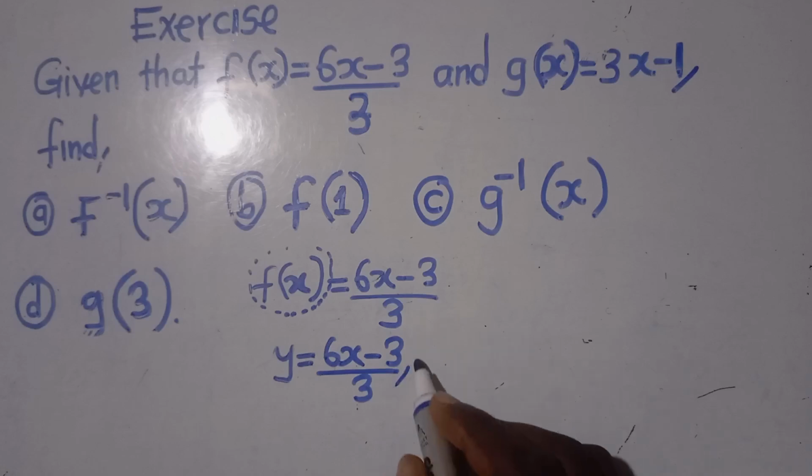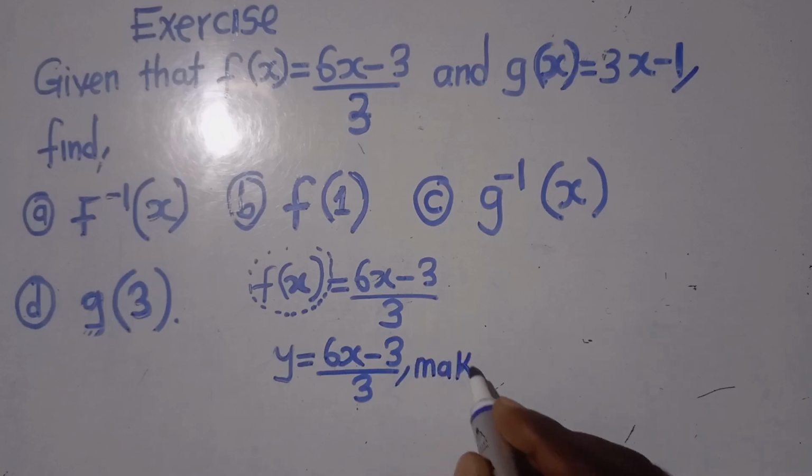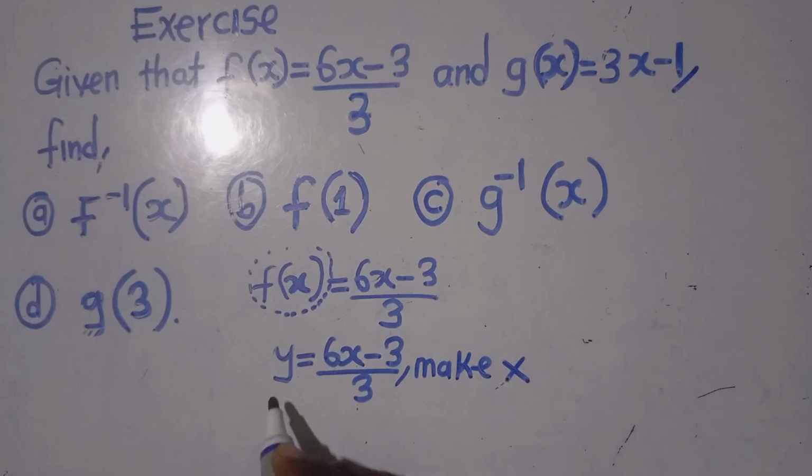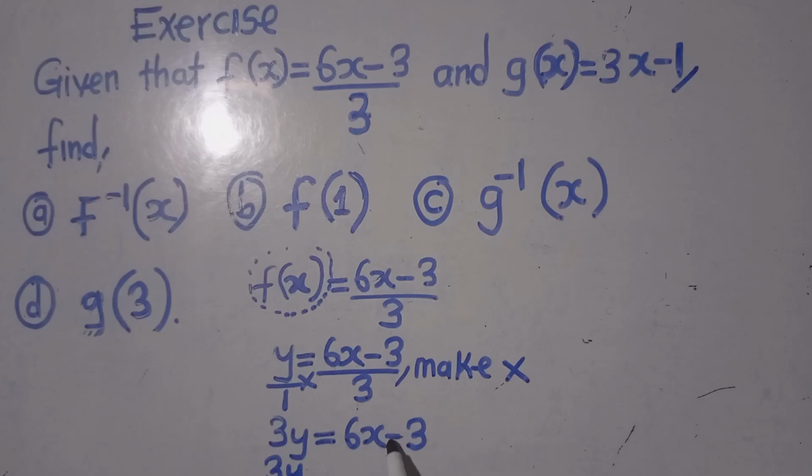From here, you need to know that you are making x the subject of the formula. So you say over 1, then cross multiply. When you cross multiply here, you are going to have 3y, which is equal to 6x minus 3. It is from here that you group the like terms. You are going to have 3y. This is negative. When it comes inside, it becomes positive 3, which is equal to 6x.